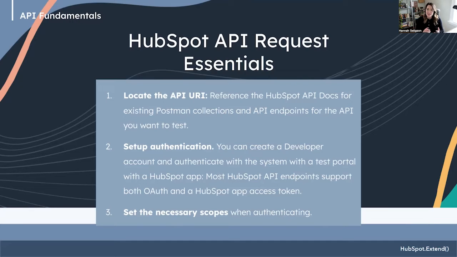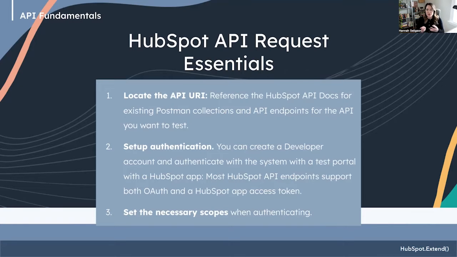Then, when you're creating a test account with a private app, you can actually authenticate with the system by leveraging a HubSpot access token. So in testing, you can use the access token to authenticate your API call. It could be a public or private app token, just as long as the app has the necessary scopes for the endpoint that you're testing.